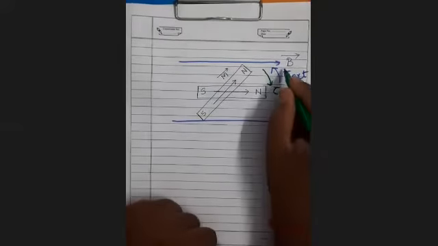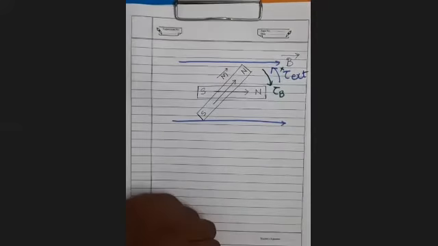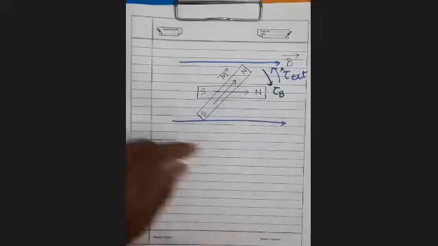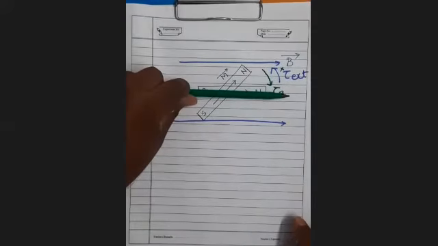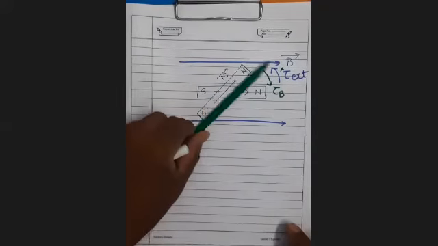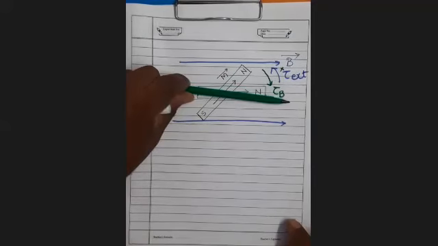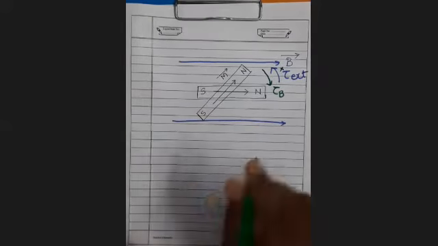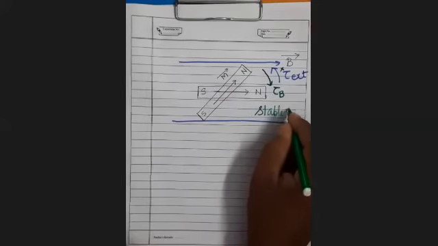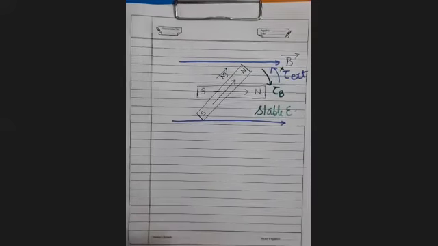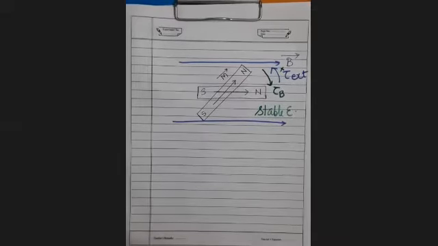So if you remove this, what will happen? Because of this torque, once again it will come to the same position. Once again it will return to the same position. This is the stable equilibrium position.